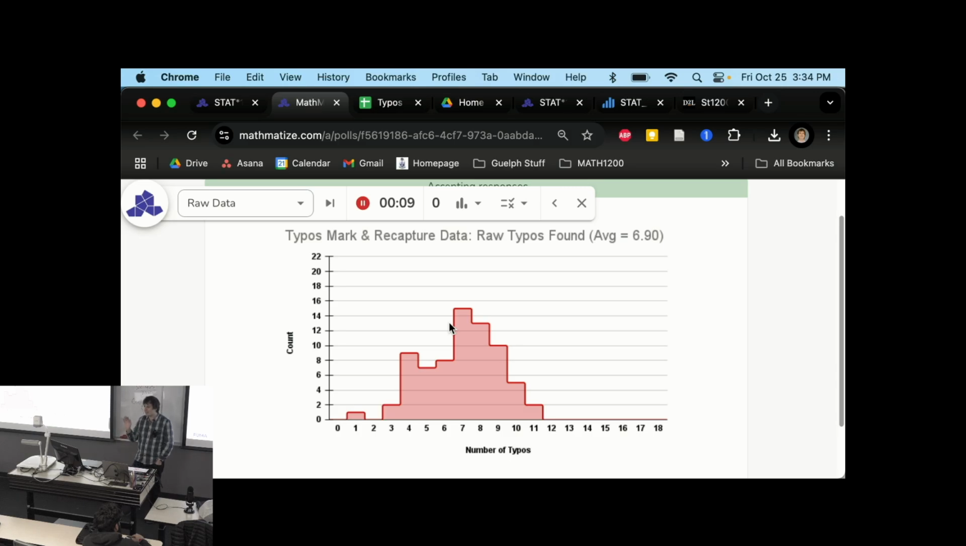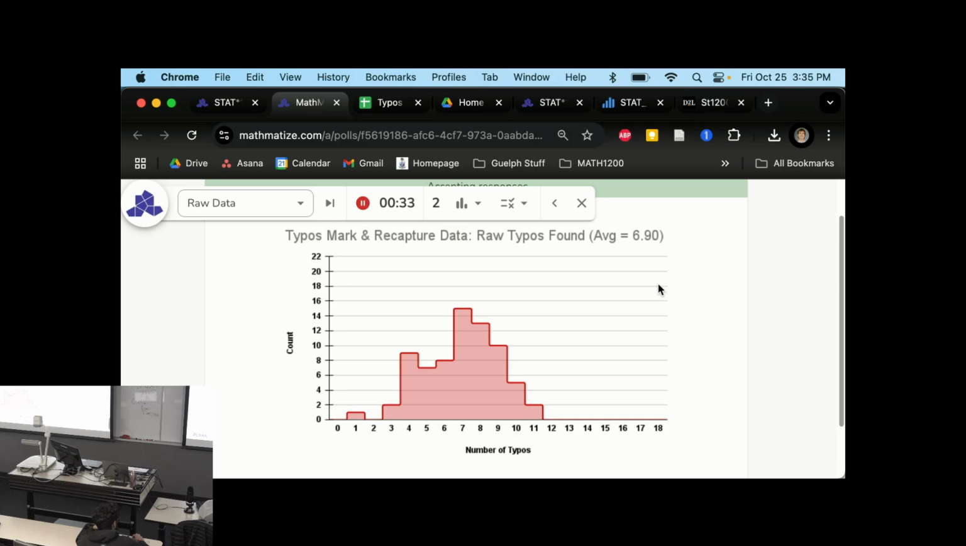So the first activity was read it on your own and discover how many typos you think there are. And the real answer is 10. The real answer is 10. And you guys came up with these numbers. The most common number of typos that were found was 7. And the average is 6.9. So you can see that when one person looks for typos, you're not going to find all of them. You find less than all of them.